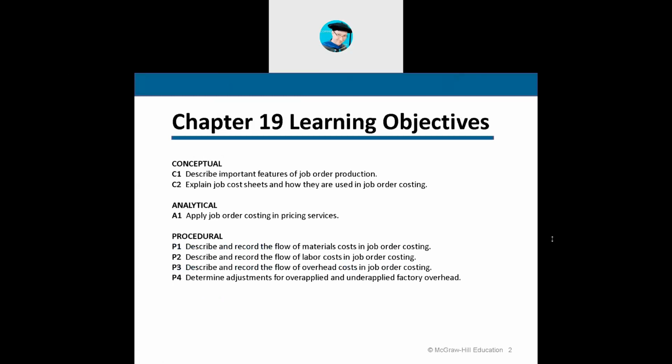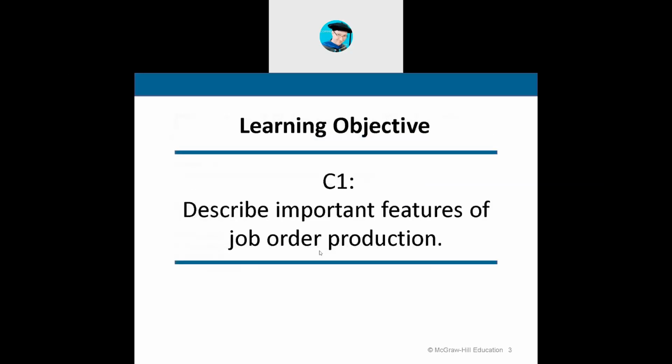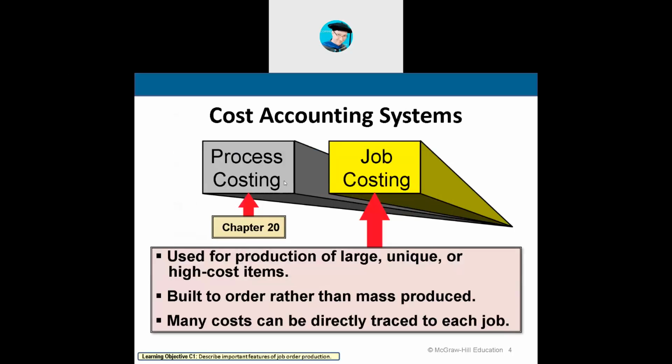So I want you to think about that assembly process that we just described, and I want you to think about how customers place orders. That's what a job order is. It's a customer order. They ordered the car to be made from the manufacturer. That's what a job order is. I want you to think about that. So, job order costing.